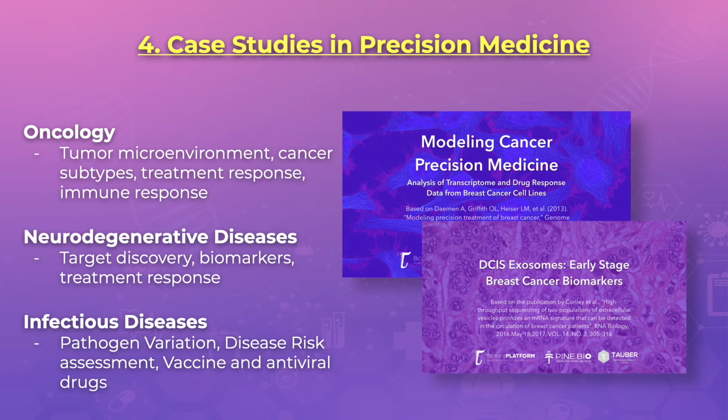Now that we have reviewed the rationale for bioinformatics and NGS in biomedical research in the clinic, let's review case studies of clinical research with real data. These include oncology, neurodegenerative diseases like Alzheimer's disease, and infectious diseases like COVID-19, malaria, or Ebola.